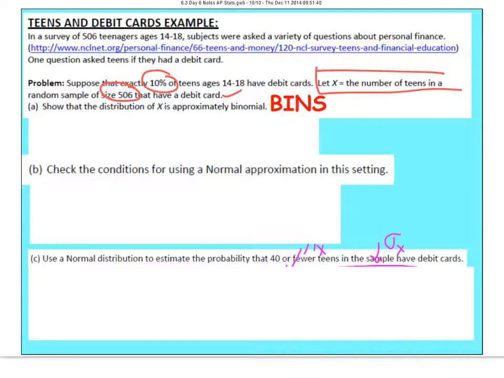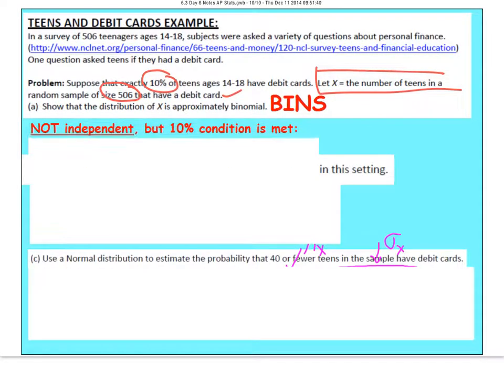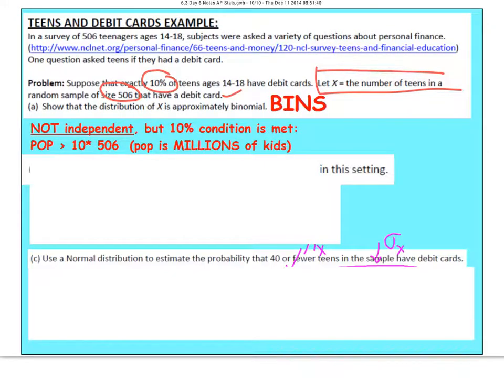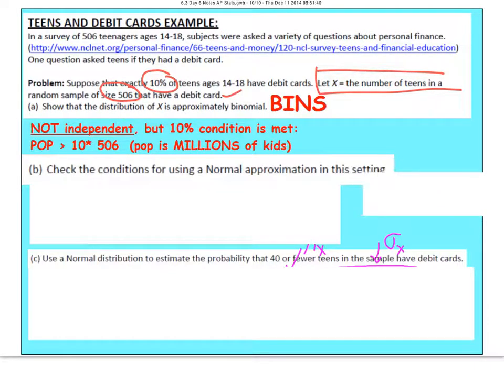Is it independent? Is there any independence in this scenario? I will tell you the independence on this one gets questioned. They will say, if teenagers in this group have a debit card, it may not be an independent event. So in this case, they're going to say, no, it's not independent, but let's check the 10% condition. Again, I personally am going to use the population. Is it greater than 10 times the sample size?